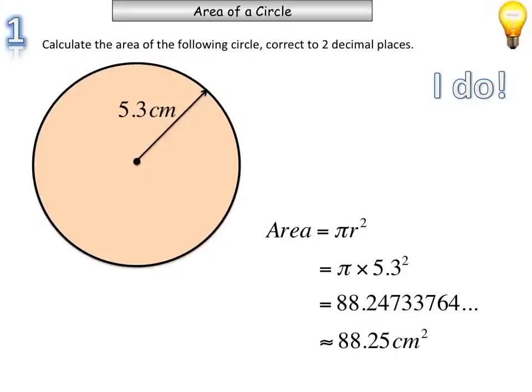And then we end up getting a calculator answer, and then we round it to 2 decimal places. After that, the next digit is a 7, which is larger than, it's a 5, 6, 7, 8, or a 9, which pushes this number up by 1. So we have 88.25 square centimeters.